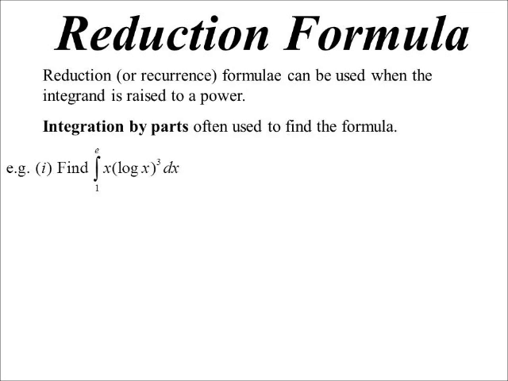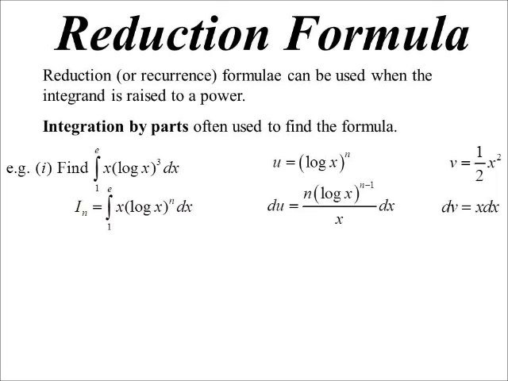So here, we're going to find the integral of x log x all cubed. Now I'm going to create a formula to reduce that power down. So I'm going to say, let's make it x log x to the power of n. And for this one, I'll do it by parts. I'd make my u log x to the power of n, in this case, not the x, even though you think, oh, hang on, wouldn't you choose x? Because it'll make it simpler.